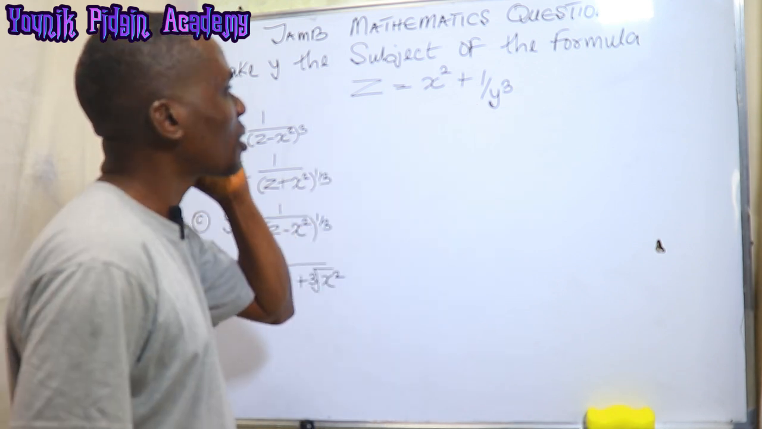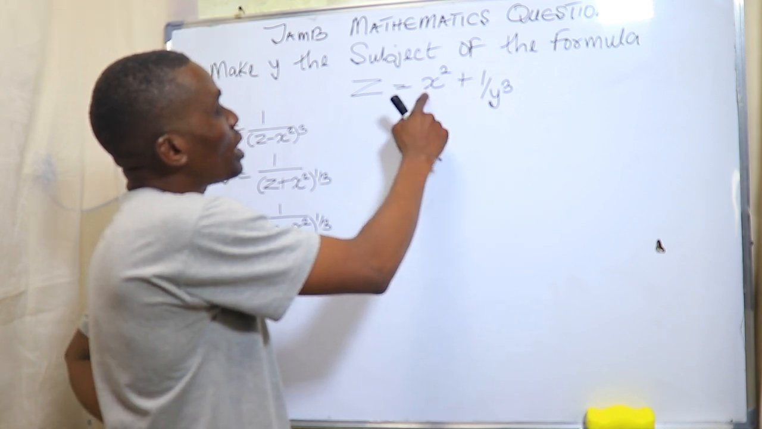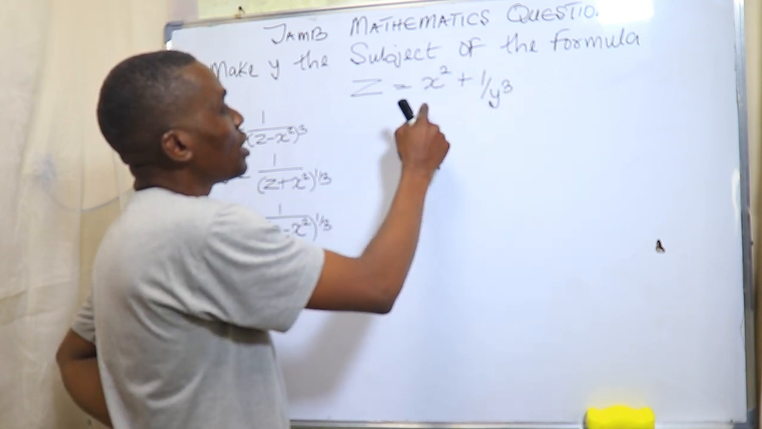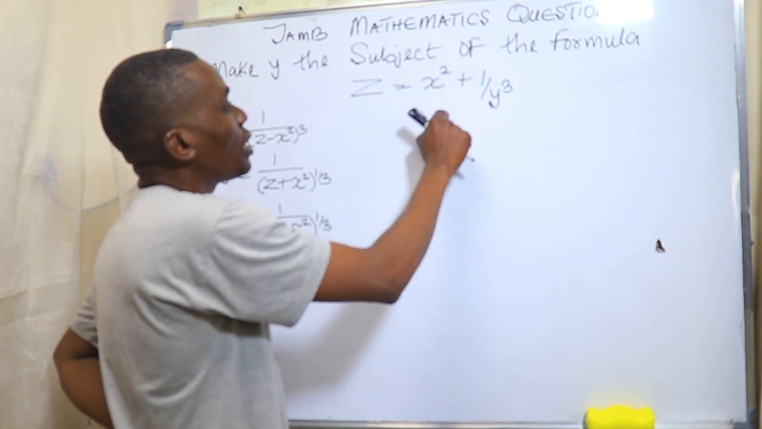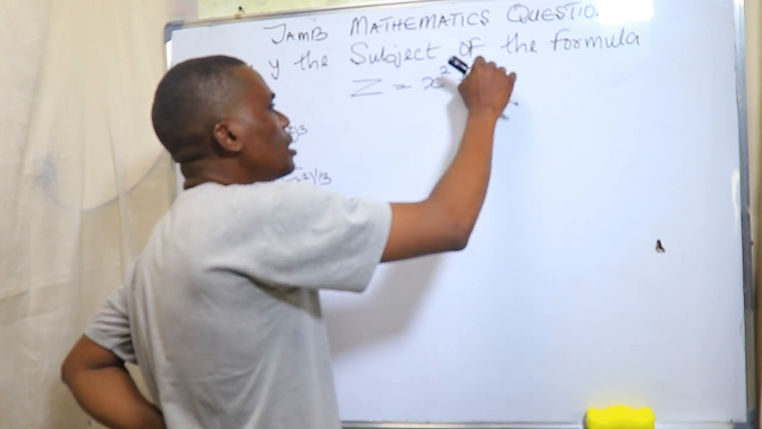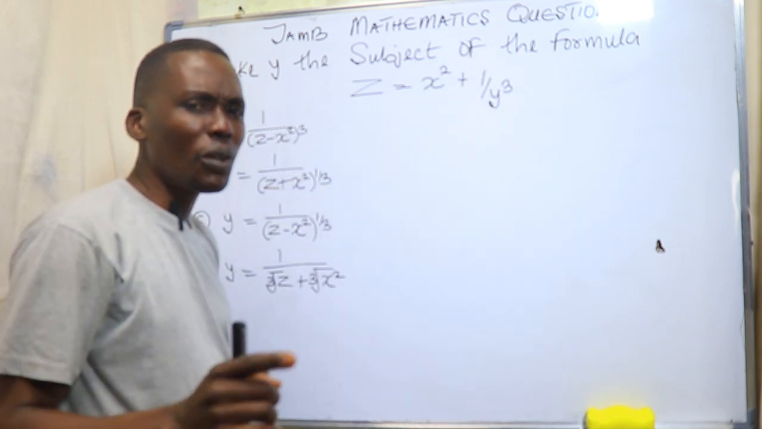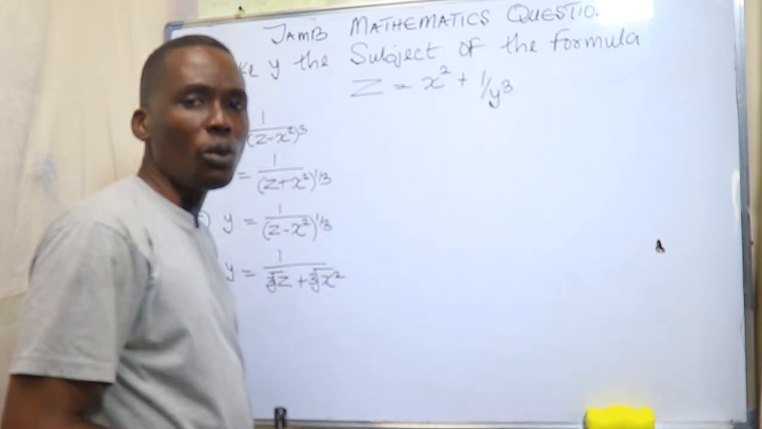So if we want make y the subject of the formula, some fit just decide, okay, we could subtract x squared from both sides. If we subtract x squared from both sides, then we will get z minus x squared, then it will remain y. But how you go take do this 1 divided by y to the power of 3?